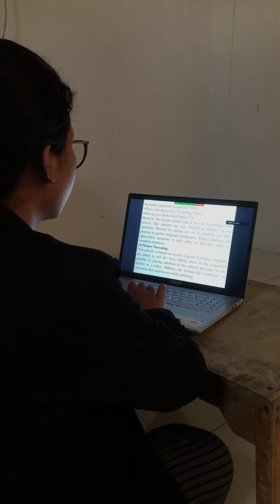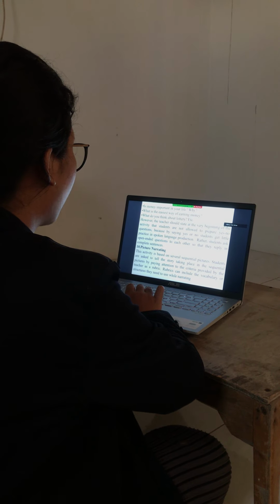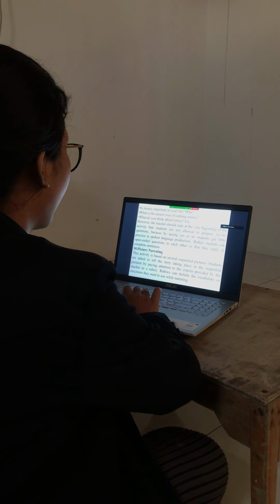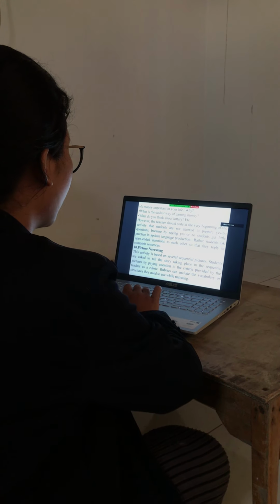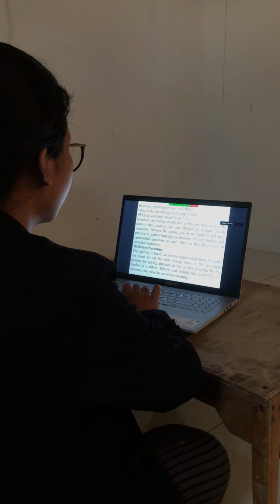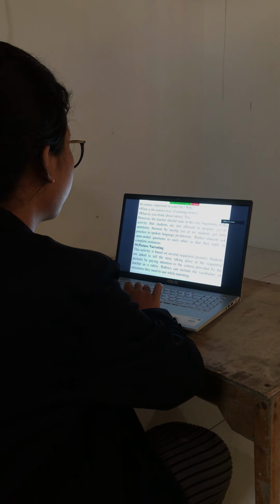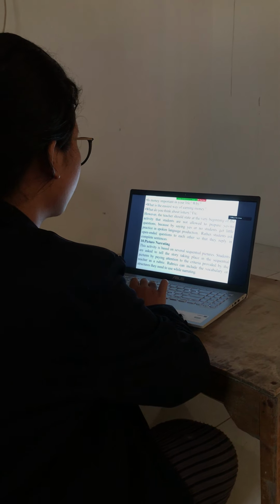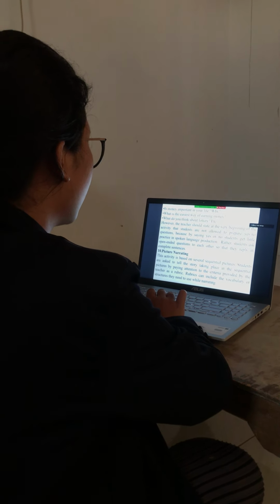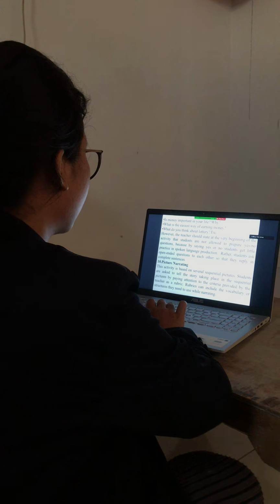However, the teacher should state at the very beginning of the activity that students are not allowed to prepare yes or no questions, because by saying yes or no, students get little practice in spoken language production. Rather, students ask open-ended questions to each other so that they reply in complete sentences.